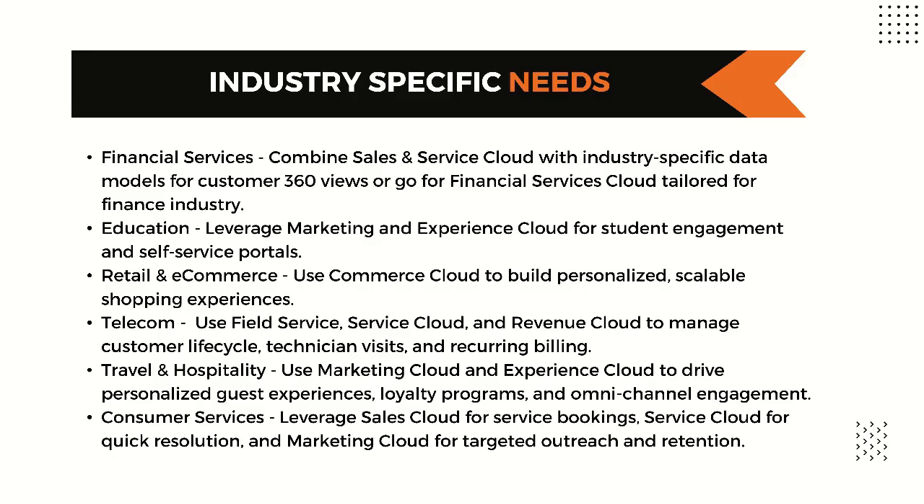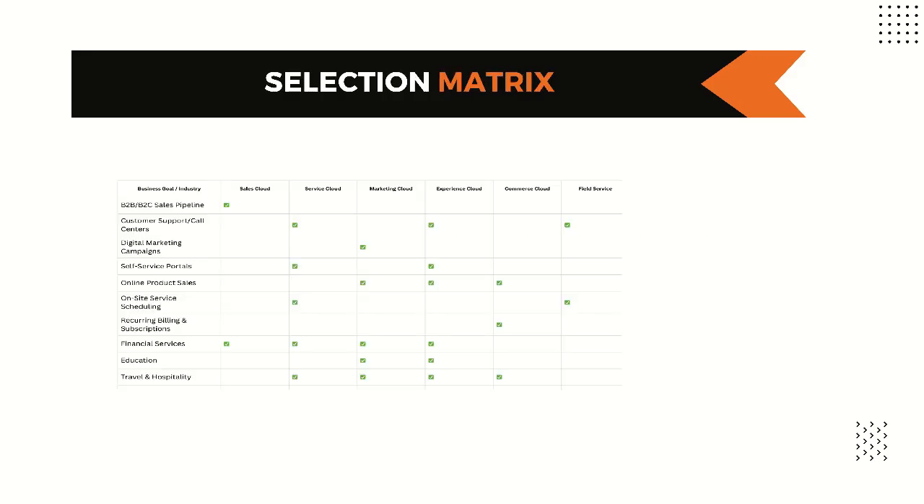So, a simple matrix which we have put together here. Let's say the primary goal of a business, B2B or B2C, is building a sales pipeline. Then Sales Cloud is the main thing which is needed, right? But if the next one is customer support and call centers, Service Cloud is mandatory. At the same time, you see Experience Cloud. This is where Experience Cloud comes into the picture.